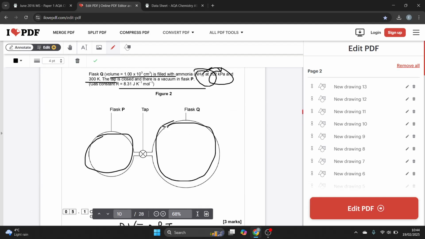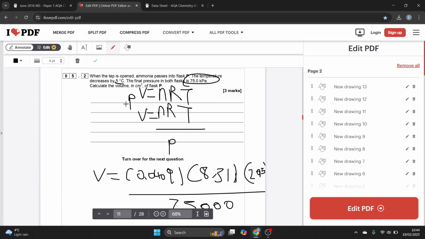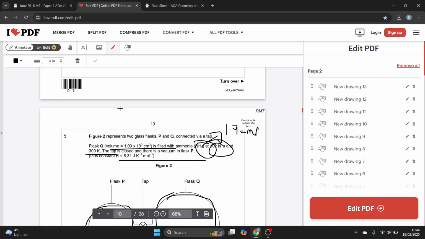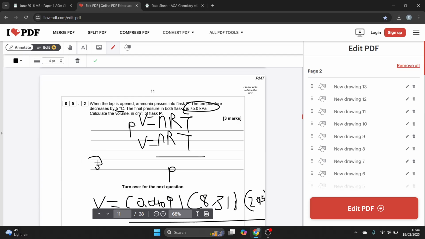Then I get that volume. Then I'm going to do this volume minus the volume of flask Q, 1.00 times 10 to the power 3. Oh, but this volume that I've got right now is in meters cubed. So I want to convert it to centimeters cubed. From centimeters cubed to meters cubed, I divide by a million. So meters cubed to centimeters cubed, I'm going to times by a million. Then I'm going to do my answer minus 1.00 times 10 to the power 3. And I get the volume as 337 centimeters cubed of flask P.